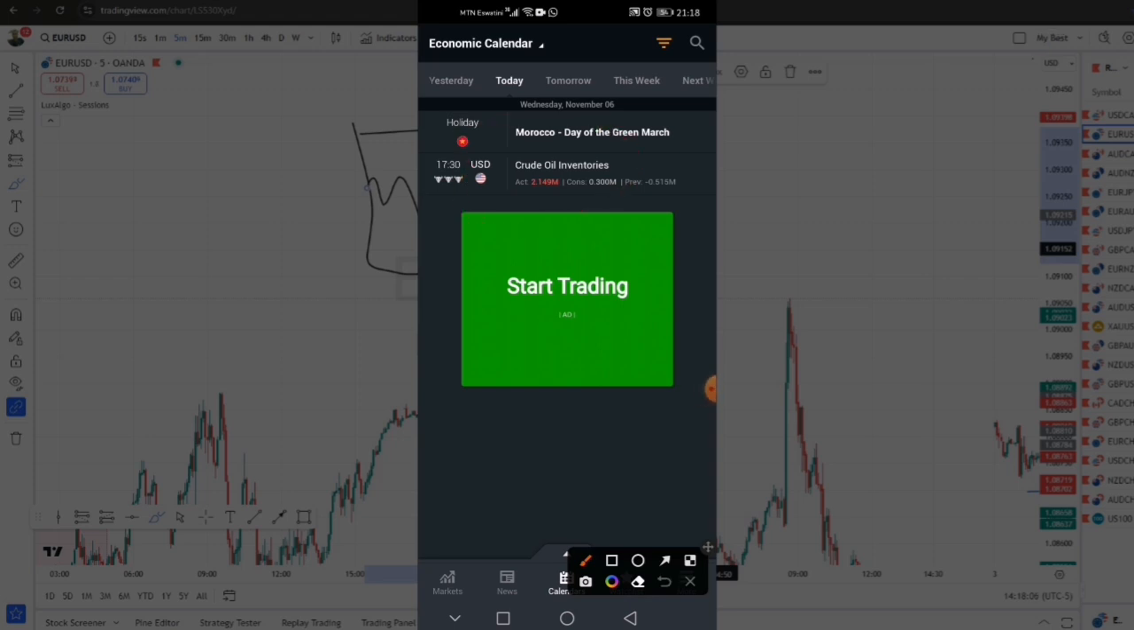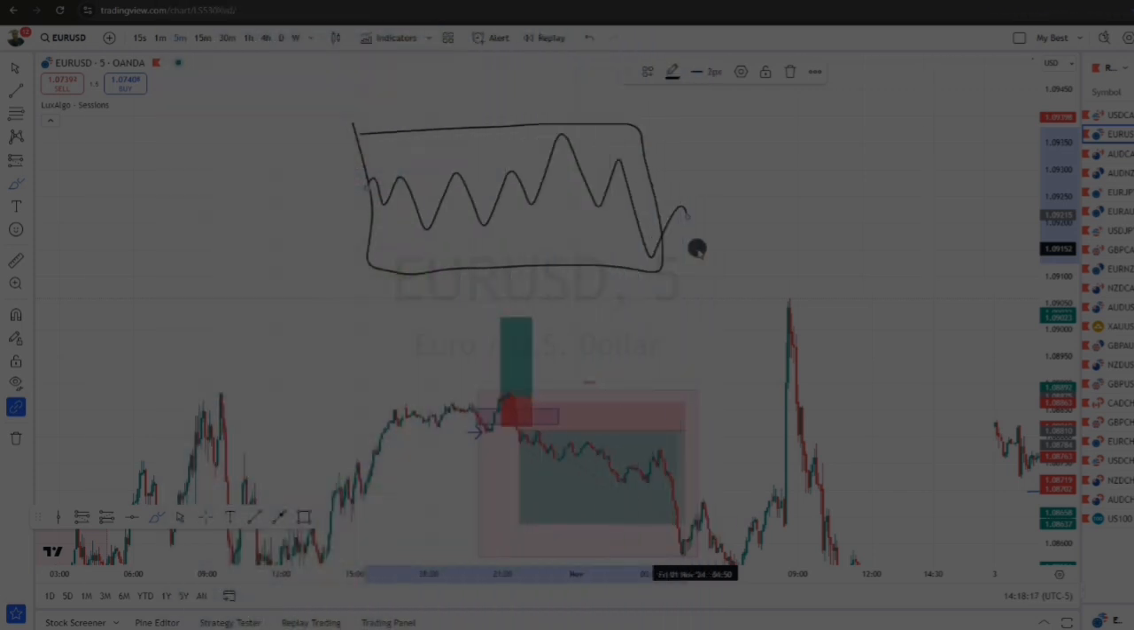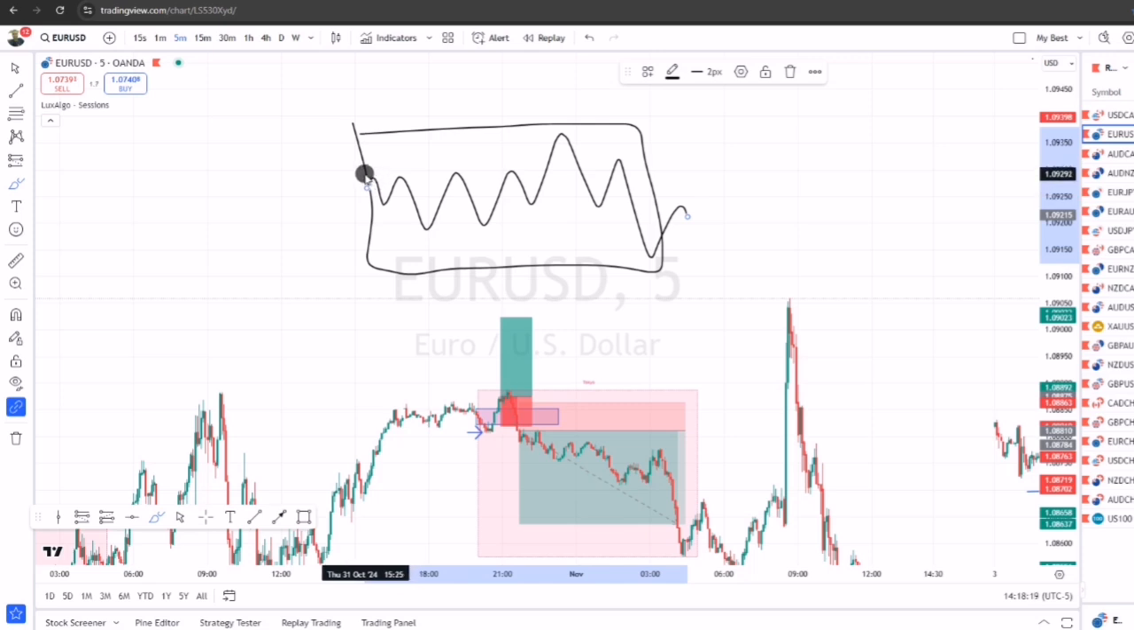As you can see here, it's a holiday in Morocco, okay? So sometimes you find that it's full of holidays with no major news. Those days where it's full of holidays, market is ranging. Those days where there are no major news events, market is ranging. That is how you are able to see such days, okay?